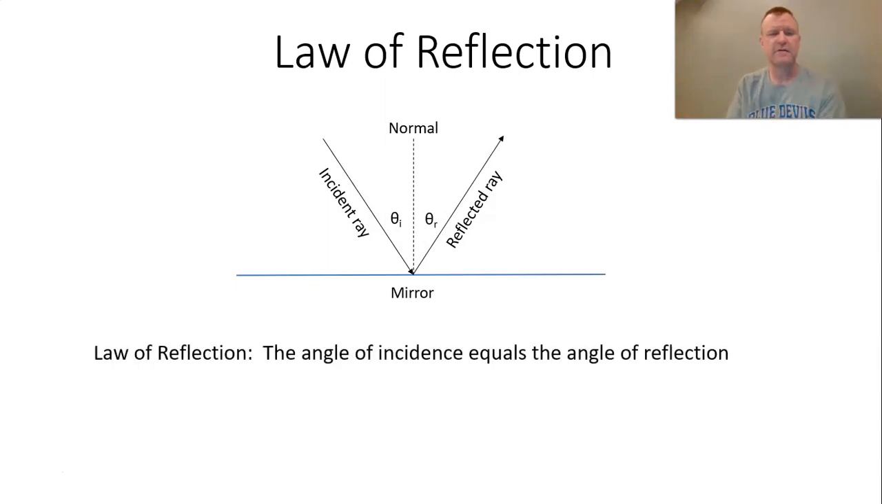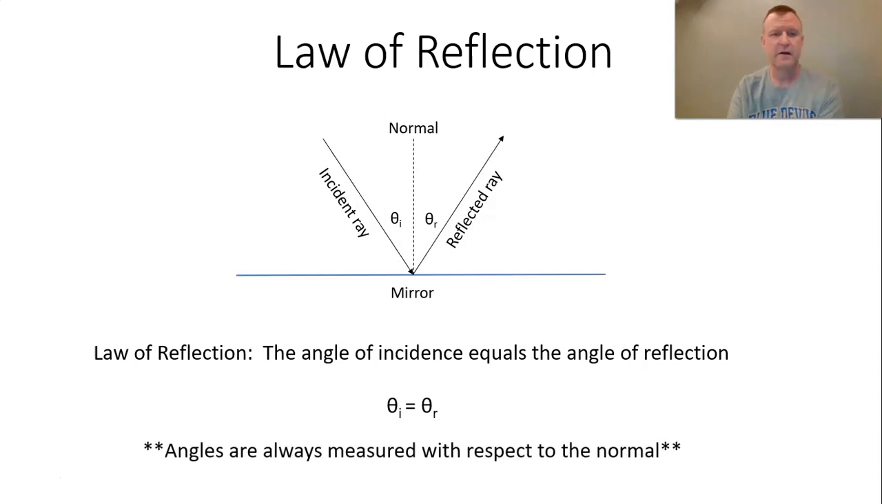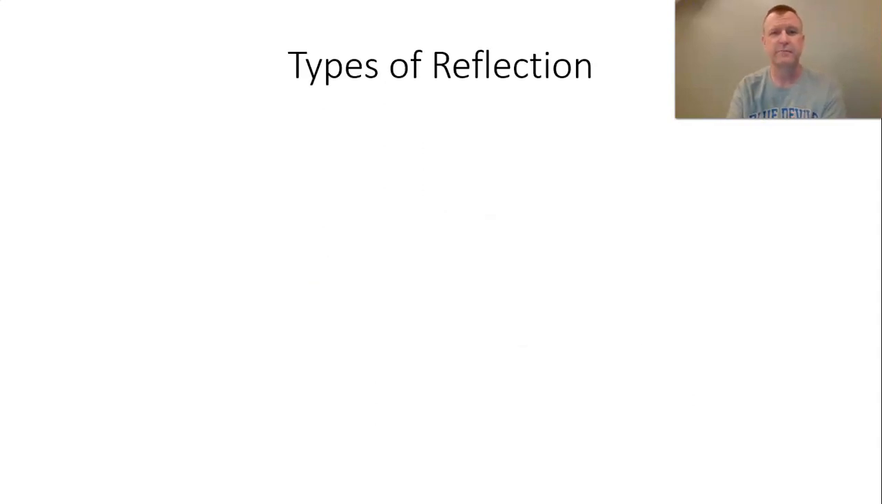And then the law of reflection simply says the angle of incidence equals the angle of reflection. Very straightforward on that, pretty simple. Theta I equals theta R. And remember, the angle is always measured with respect to that normal line. That's very important going forward. That's really it for the law of reflection.